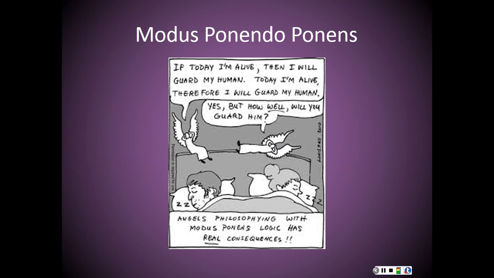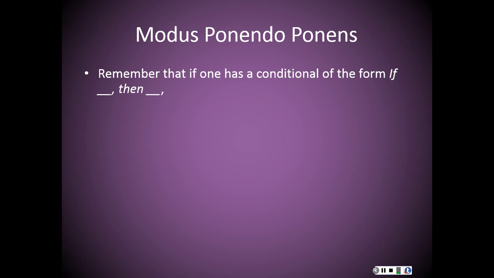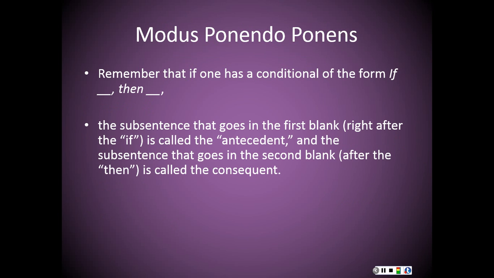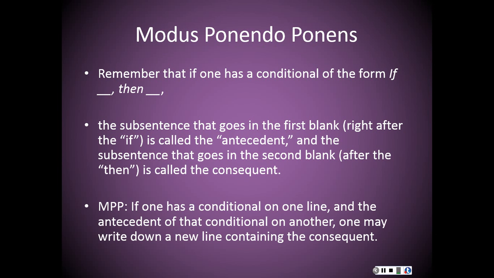And that rule is Modus Ponendo Ponens, or as it's most commonly called, just Modus Ponens. So remember that if one has a conditional of the form if blank, then blank, the subsentence that goes in the first blank, right after the if, is called the antecedent of the conditional, and the subsentence that goes in the second blank, after the then, is called the consequent.